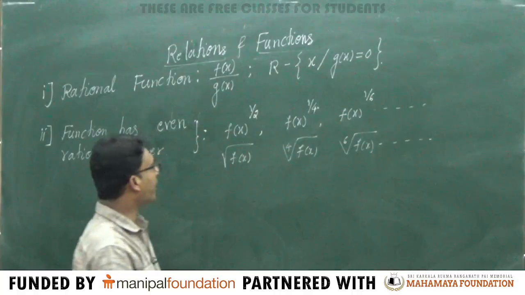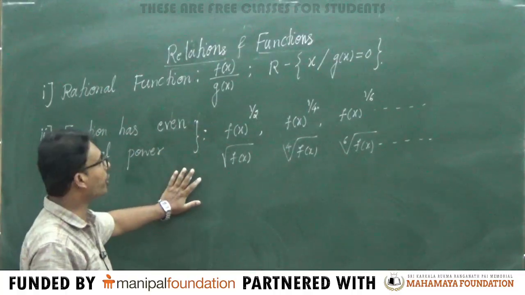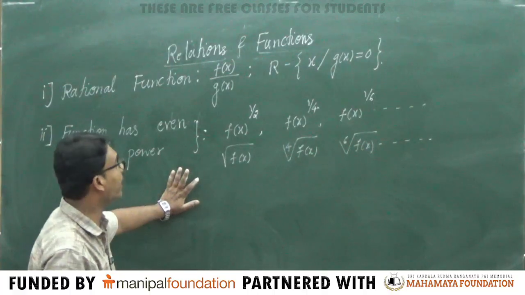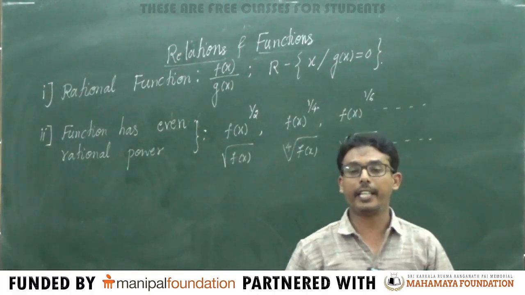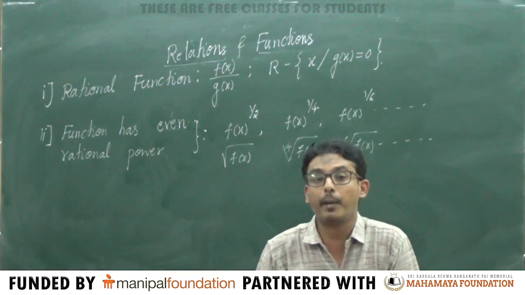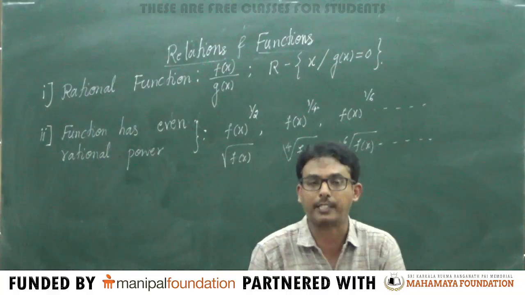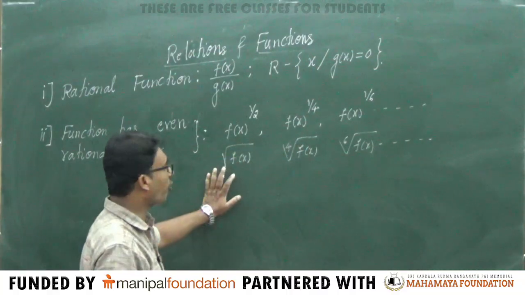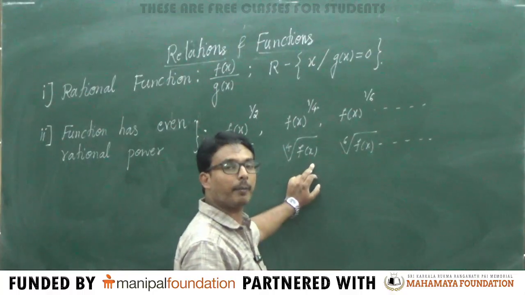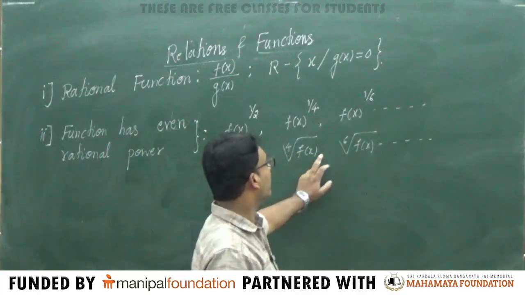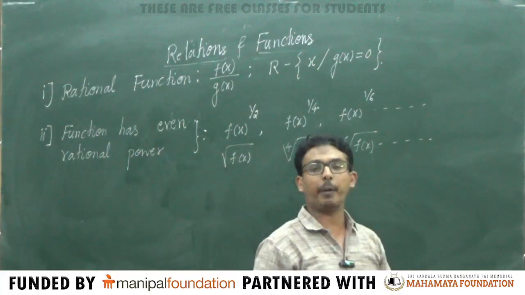In any of these definitions, if the power is an even rational, the radicand cannot be negative. If the radicand becomes negative, the whole number becomes imaginary, that is, complex. As we know, square root of minus 1 is i. Fourth root of minus 1 is nothing but square root of i. Sixth root of minus 1 is nothing but cube root of i.